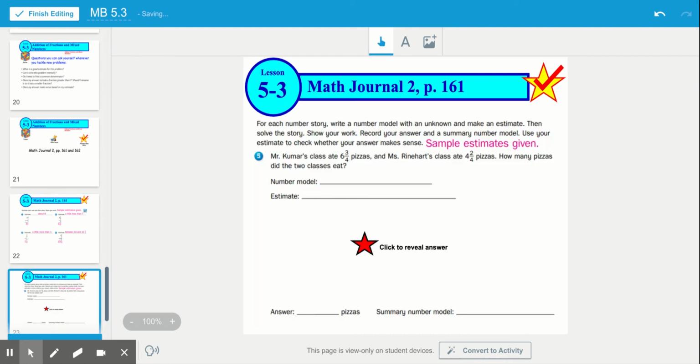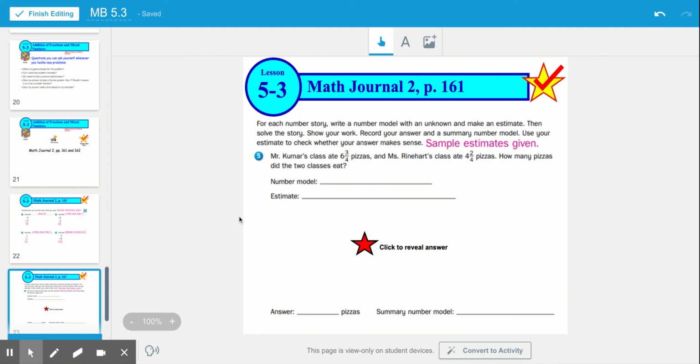Let's look at number 5 now. It says for each number story, write a number model with an unknown and make an estimate. If you've noticed that estimates are huge with this, it helps us know if we're on track, just like we've done previously in other units when we are adding, subtracting, multiplying, dividing. So then you're going to solve the number story and show all of your work. Record your answer and a summary number model. Use your estimate to check whether your answer makes sense. That's why we do it.